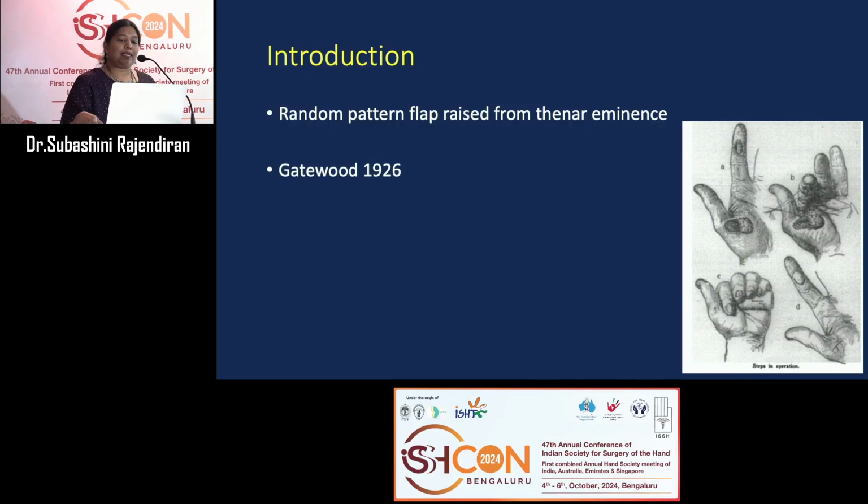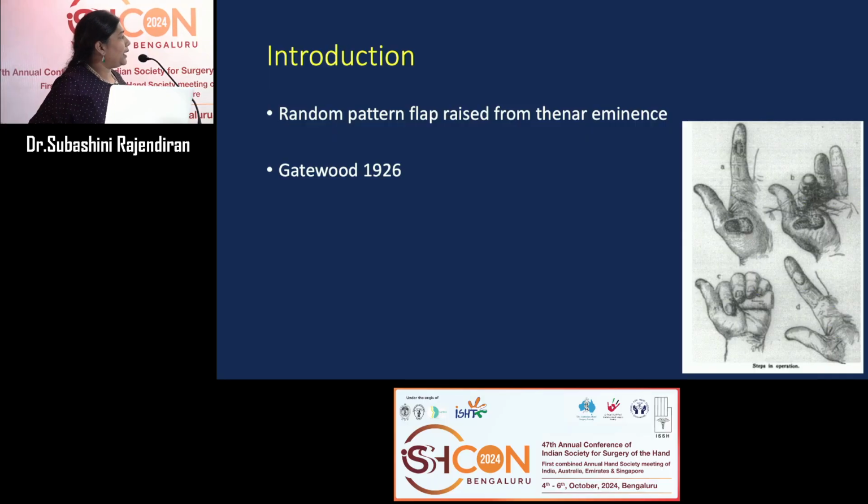So this is a 98-year-old flap. This was described in 1926 by Gatewood. He has no first name, and for that he rose into more fame than for describing many procedures. He described it as a random pattern flap raised from the thenar eminence, and it was a radially based flap. It was close to the MCP region of the thumb.